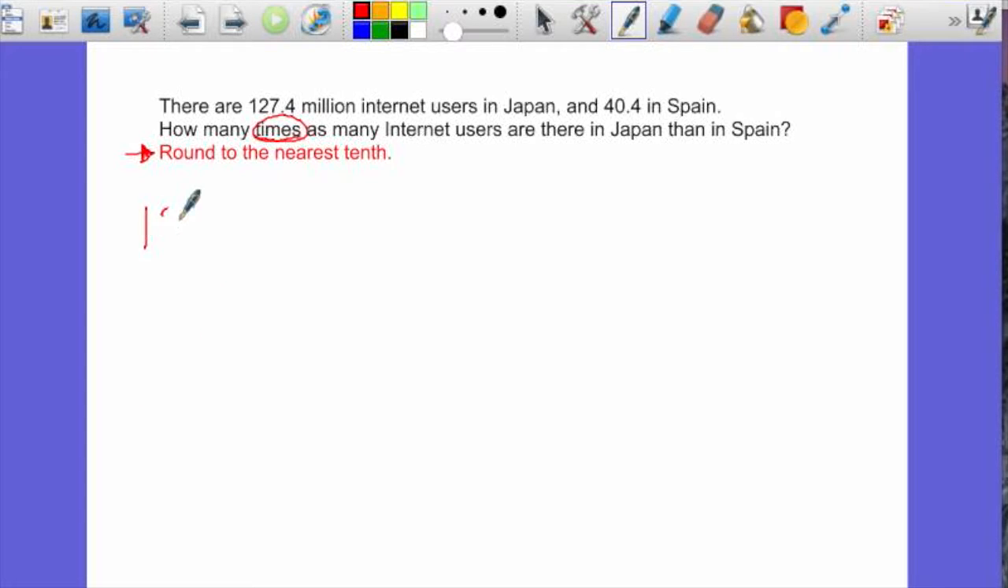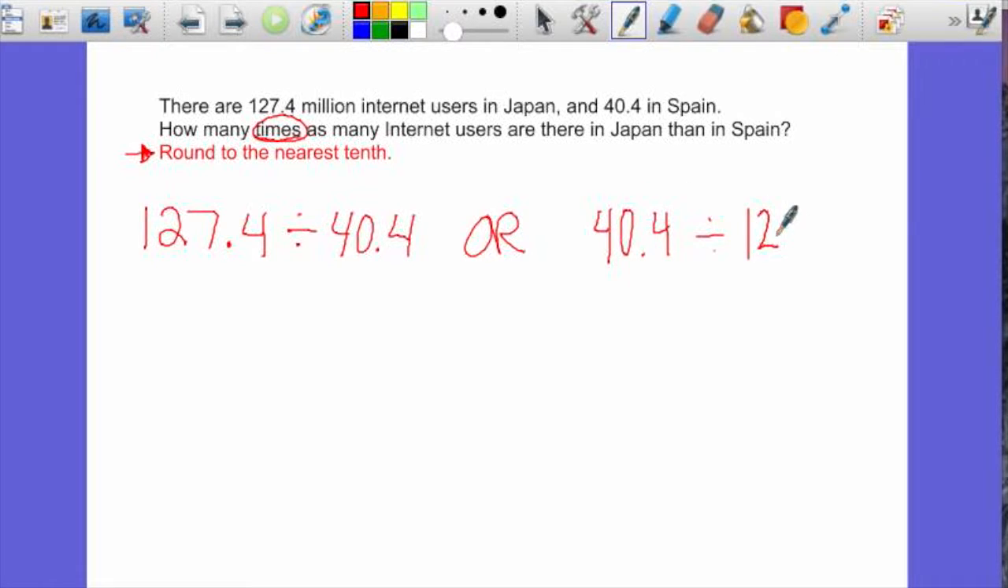And now I have 2 division problems to pick. It's 127 and 4/10 divided by 40 and 4/10, or is it the opposite? Is it 40 and 4/10 divided by 127 and 4/10? Which way is it? Well, that's where you look at the question. How many times as many internet users in Japan than in Spain? So we have to think about, what does that mean? Do I want to know Japan times Spain or Spain times Japan?